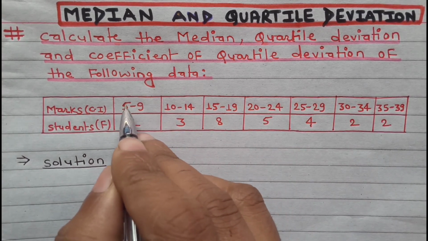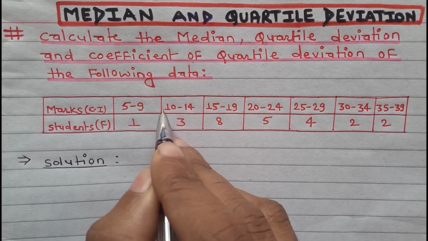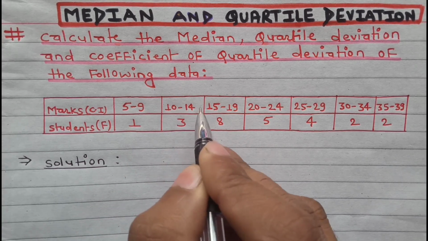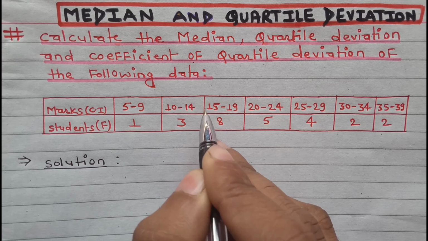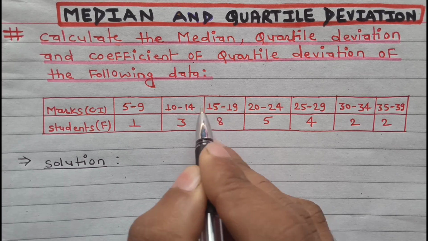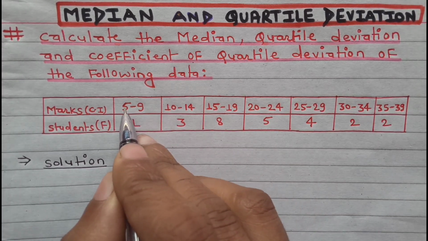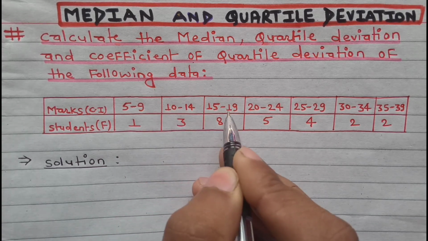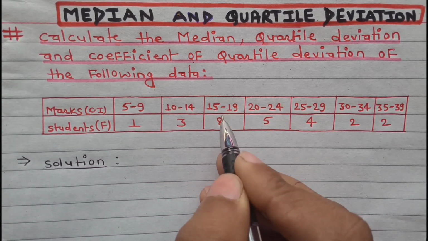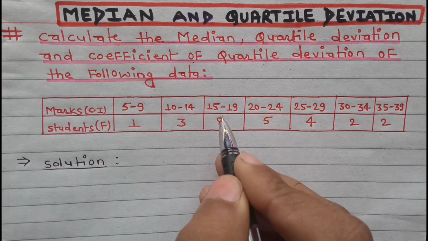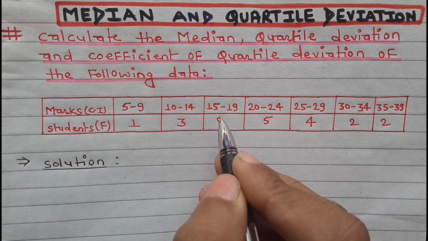If there is a gap like 5 to 9, and then 10 to 14, there is one gap between 9 and 10, and between 14 and 15. Don't be confused by that type of question. Whether it is 5 to 10, 10 to 15, 15 to 20, the question pattern is the same and the solution is the same.